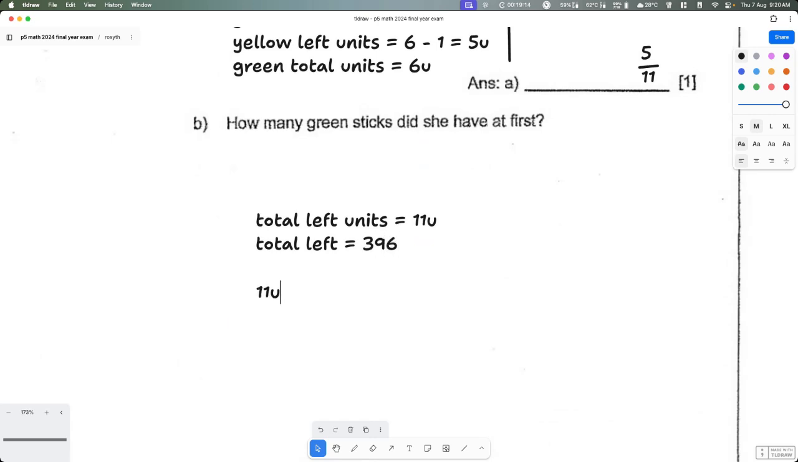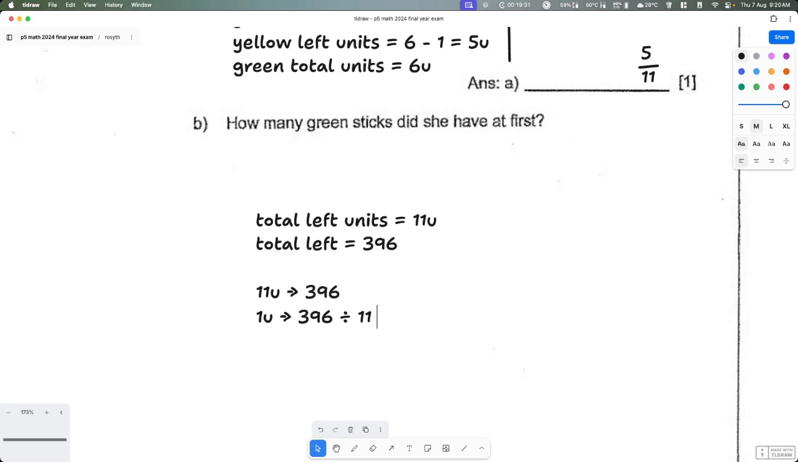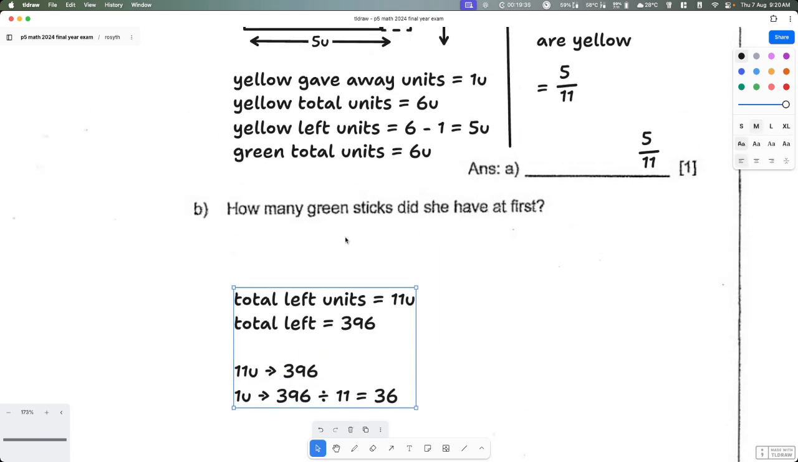396, so that means 11 units is equal to 396. So 1 unit is equal to 396 divided by 11. Okay, use the calculator. 396 divided by 11 will become 36. Okay, so how many green sticks did she have at first?